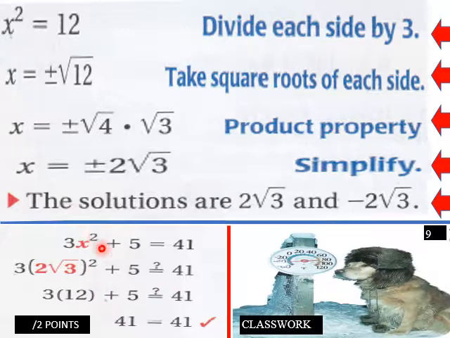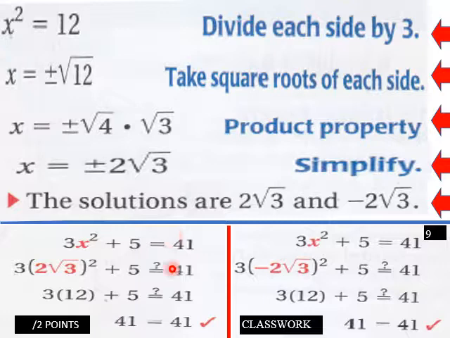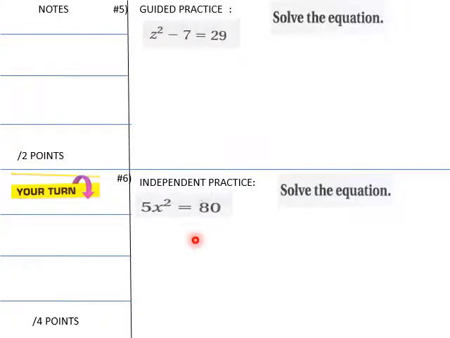And we're going to check, we're going to stick it back in, and then we get 41 equals 41 here. 3 times 2 times radical 3 squared is 3 times 12 plus 5, and it checks. So it does work. And then for the negative here, we do the same thing. Because we have a square here, this will become positive 12, and then it checks out for both of these solutions.